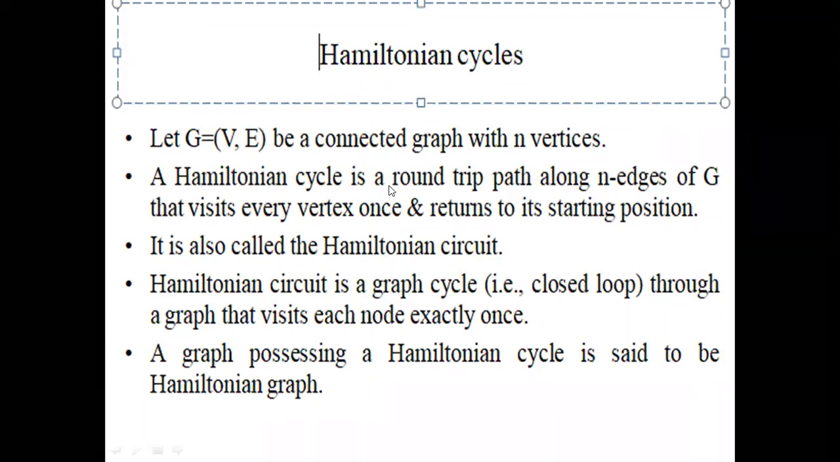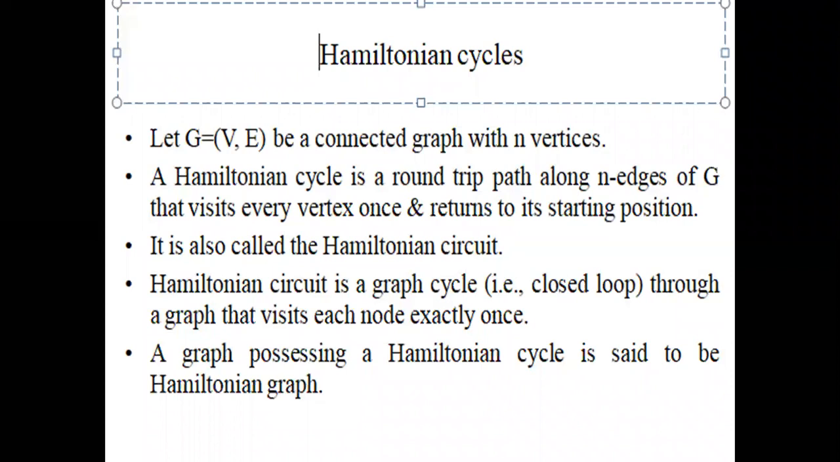The Hamiltonian cycle is a round trip path along the n edges of G that visits each vertex exactly once and returns to the starting position. A round trip path means a closed loop, where the starting point and ending point are the same. Here, every vertex is visited exactly once.